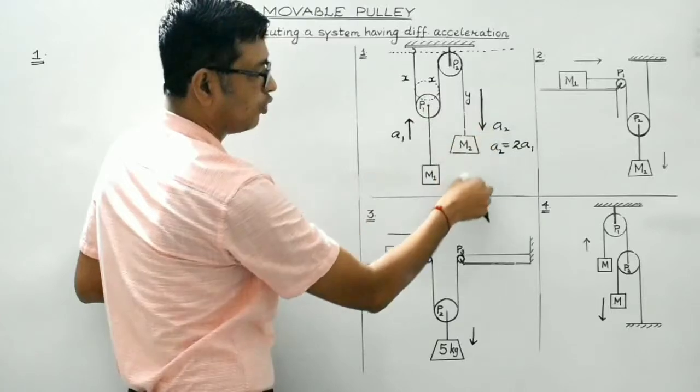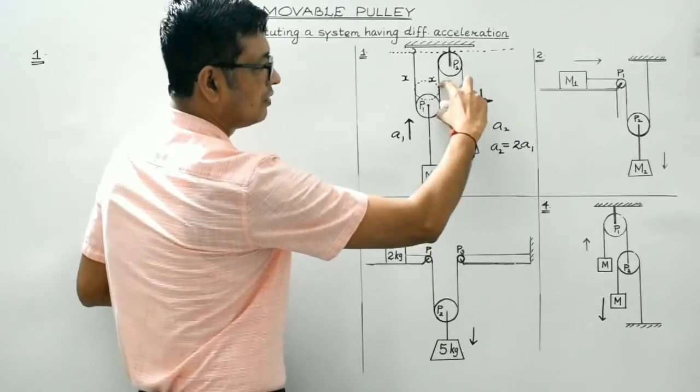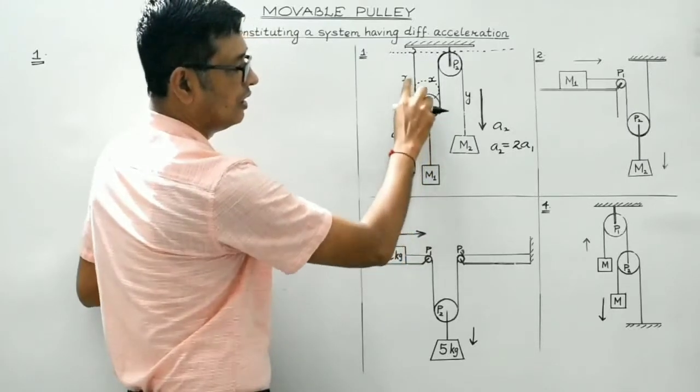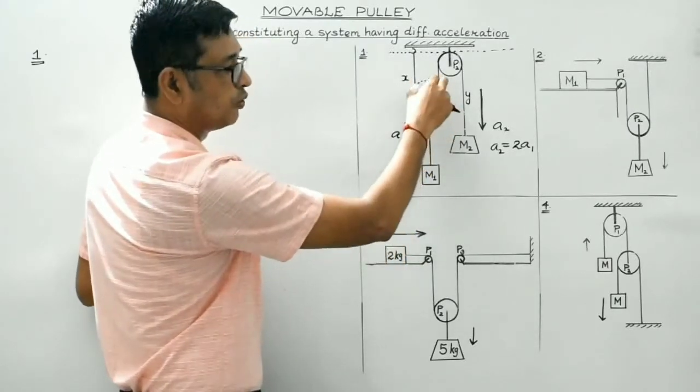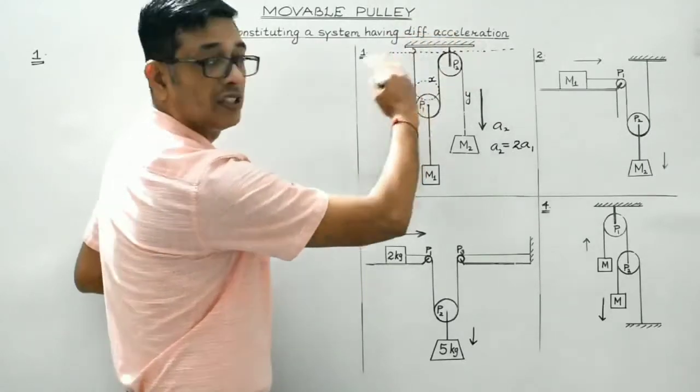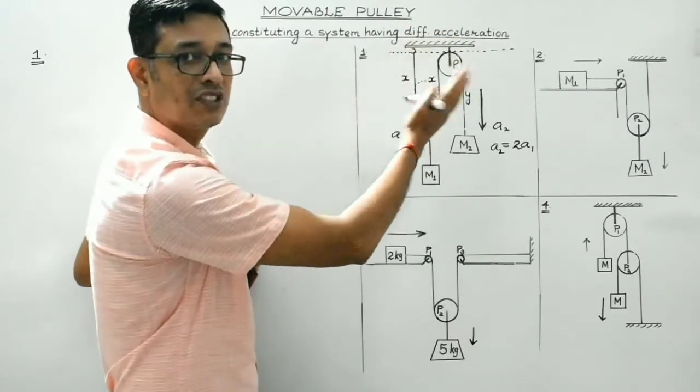So if it goes down by 4 meters, 2 meter length will get adjusted over this arm, and 2 meter length will get adjusted over this arm. So the new position of this movable pulley would be over here. It will get raised by 2 meters. Right? 2 meter, 2 meter, it will get adjusted on both the arms, isn't it?